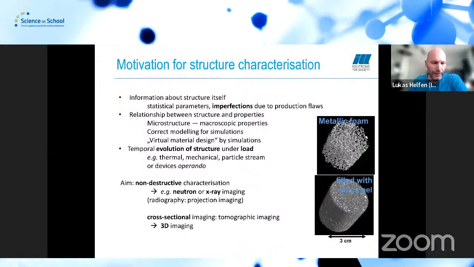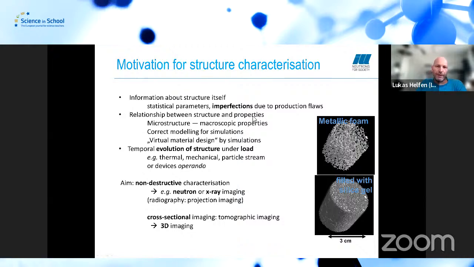After this very nice introduction on what you can do with neutron imaging, I would like to go a step back and ask ourselves, why do we do that? What can be the motivation for structure characterization by neutron imaging? There is, of course, getting information about the structure itself. So for instance, getting statistical parameters out of the structure. We would like to see if there are imperfections, perhaps due to production flaws, that we need to avoid during production of structures and materials. And then, of course, we would like to see the relationship between structure and properties.